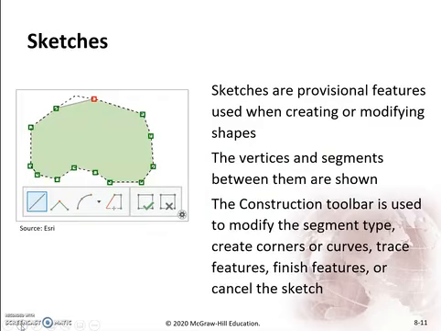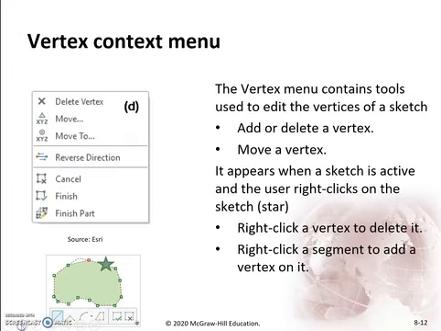Sketches are provisional features used when creating or modifying shapes. The vertices and segments between them are shown. The construction toolbar is used to modify the segment type, create corners or curves, trace features, finish features, or cancel the sketch. The Vertex menu contains tools used to edit the vertices of a sketch.